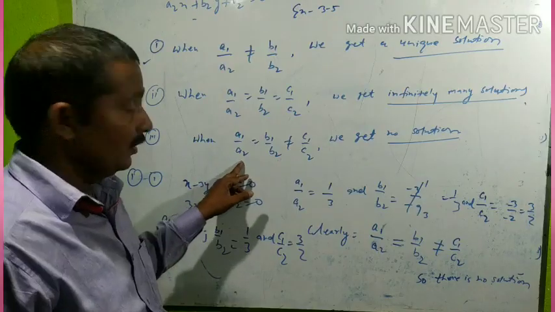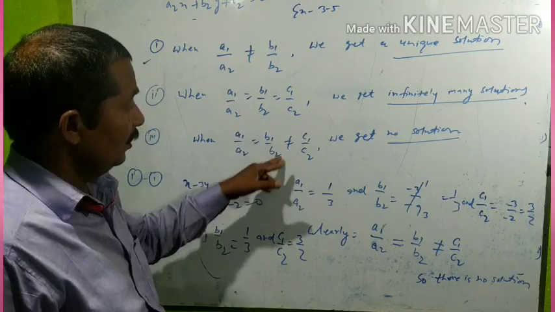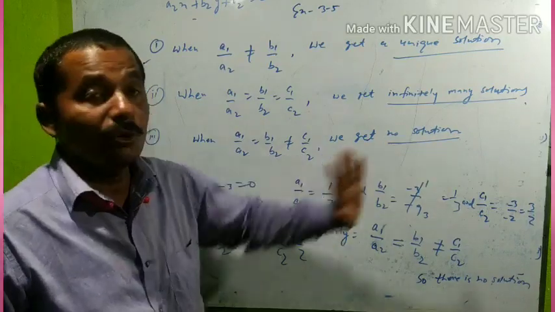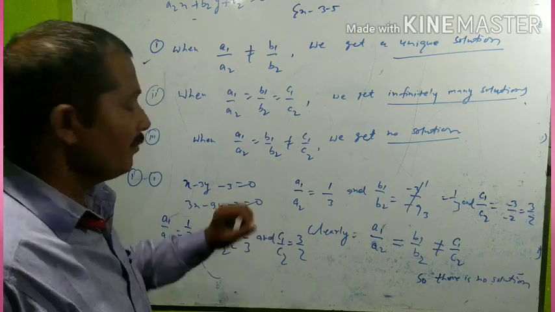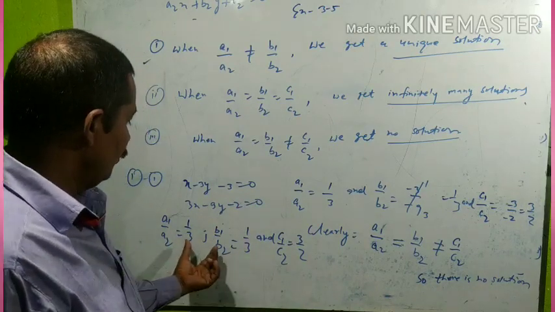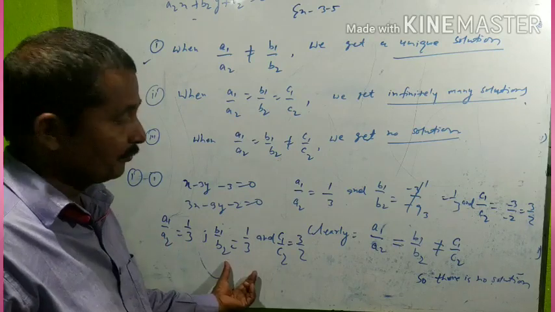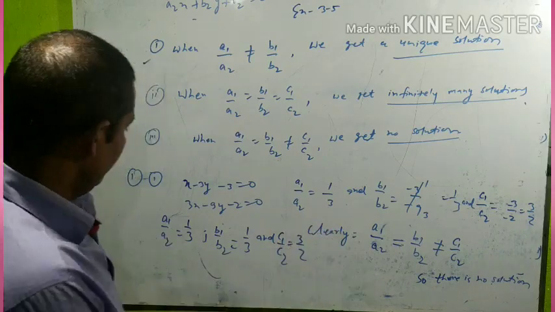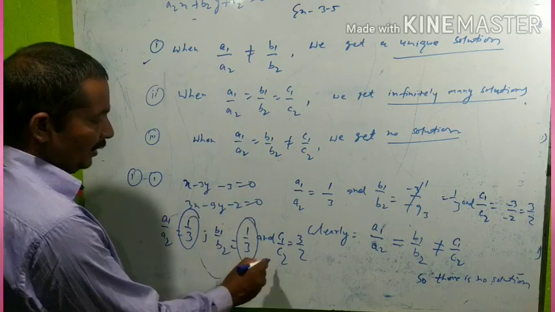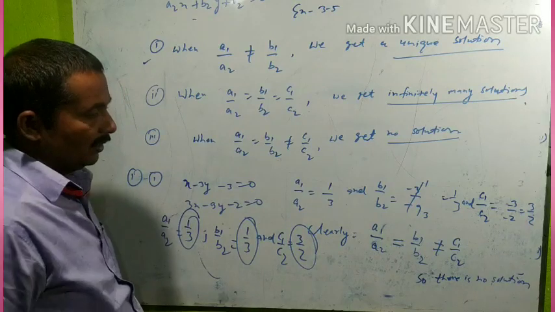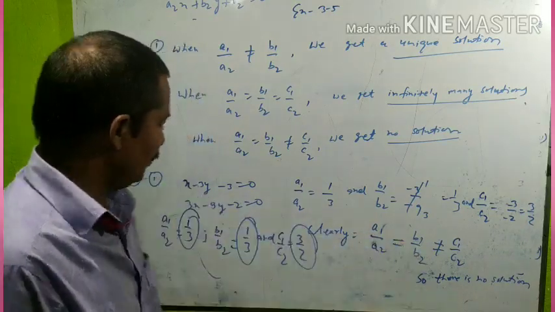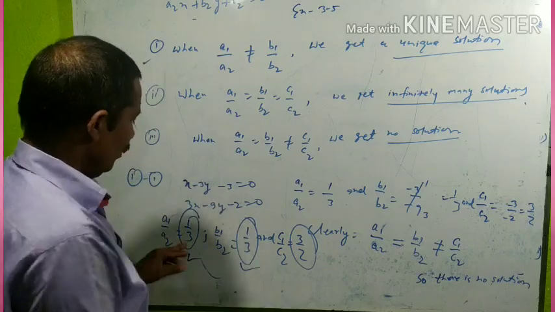When a1 by a2 is equal to b1 by b2 but not equal to c1 by c2, in that case we get no solution. One example I have done here. Look here now. I have written the values of all the ratios. a1 by a2 is 1 by 3, b1 by b2 is 1 by 3, c1 by c2 is 3 by 2. That means it is clear that a1 by a2 is equal to b1 by b2, these two are equal now, 1 by 3, 1 by 3.